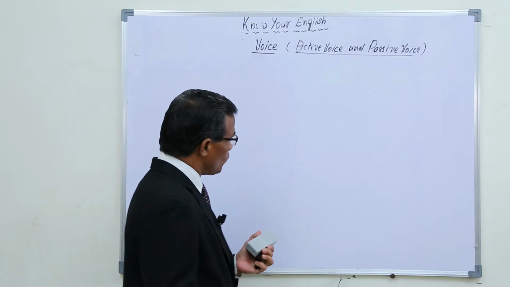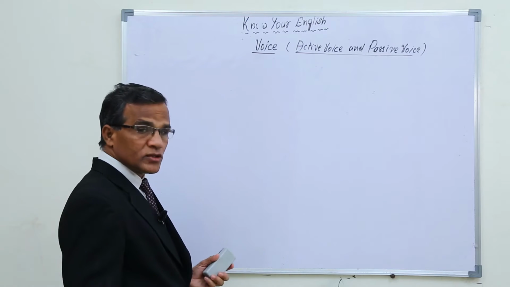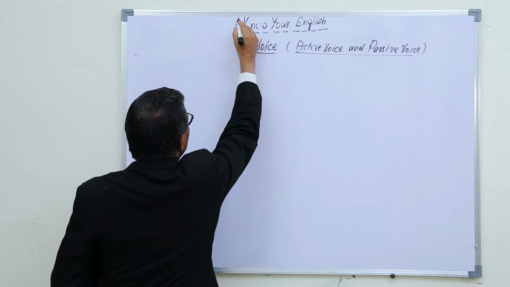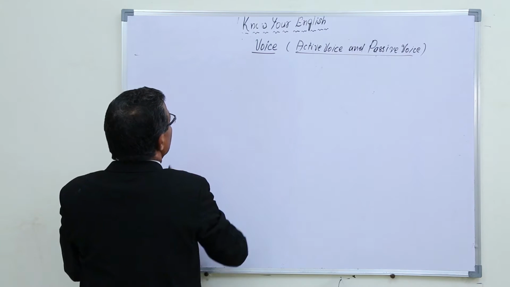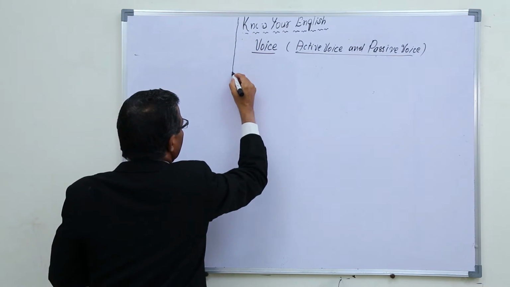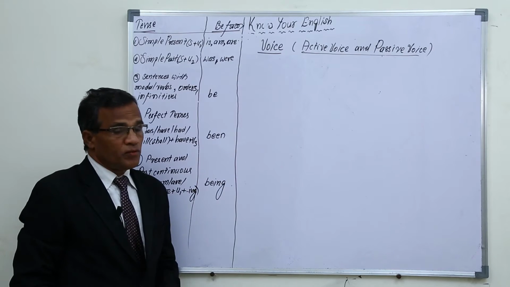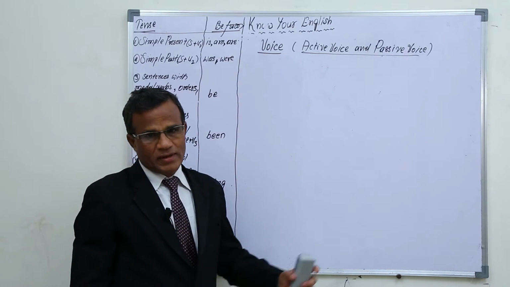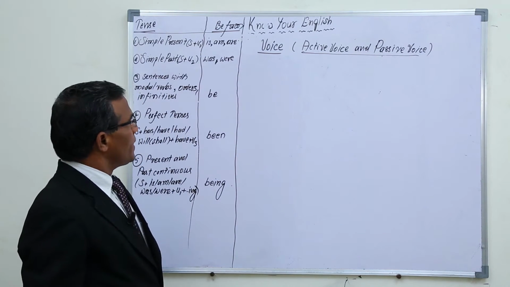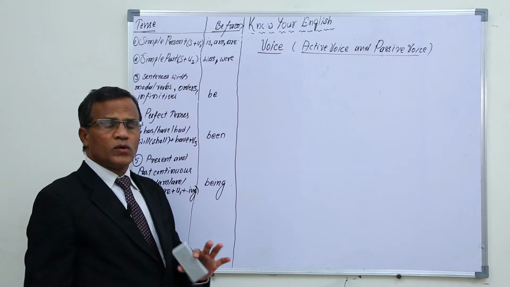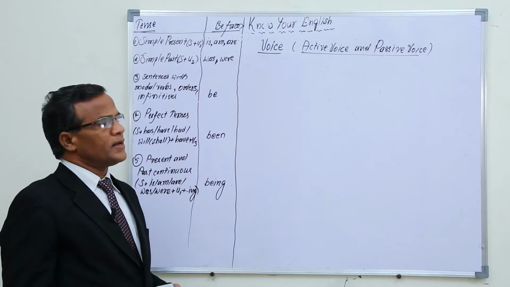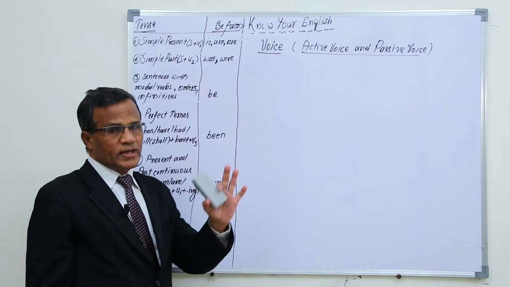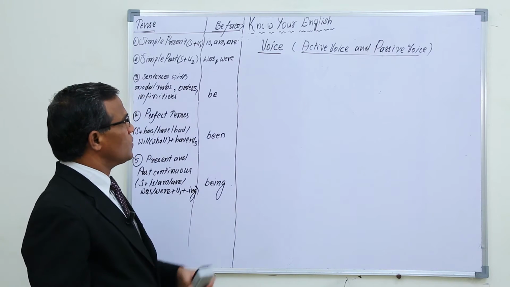Now let us see what tense takes what be forms. Here, let me draw one table for you to make it clear. These are the be forms according to tenses we have to use. Now let me give examples so you can understand. I'll take only one sentence, and applying all these tenses to it, so that you can understand what the passive voice is.